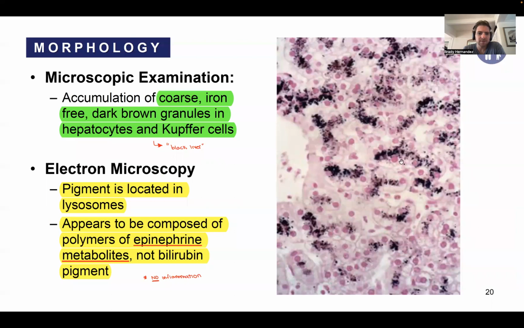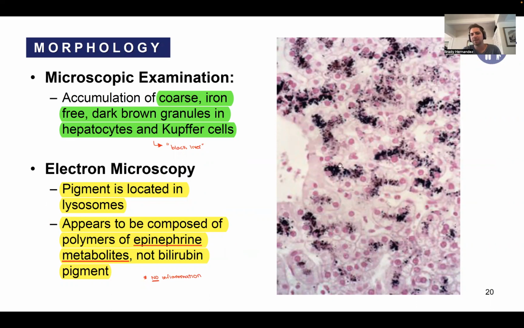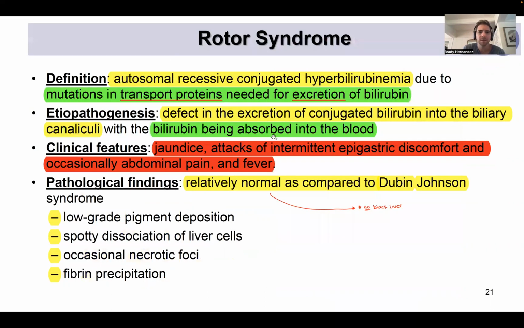All right, you can see this black liver, and that's actually a testable point because it's weird. I don't know why, but the polymers in this black liver are actually epinephrine metabolites, not bilirubin. So make sure you make a note of that. I don't remember when I saw a question on it, but epinephrine metabolites are what these black deposits are in Dubin-Johnson syndrome.